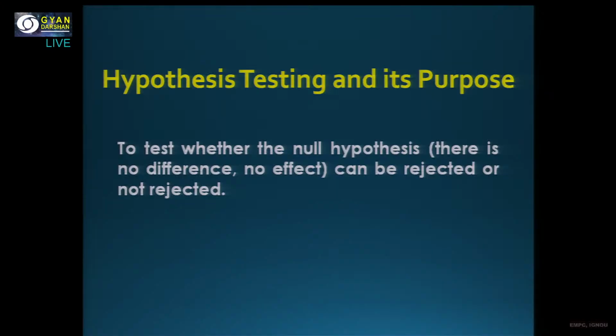If we have a hypothesis in our research work, then the next step is what we call hypothesis testing. That is why the slide depicts hypothesis testing and its purpose. What is that? To test whether the null hypothesis, which says there is no difference or no effect between the variables, can be rejected or not rejected. This is the purpose.